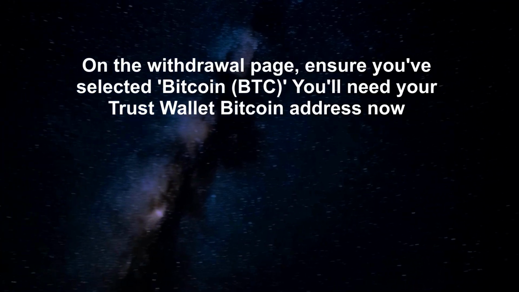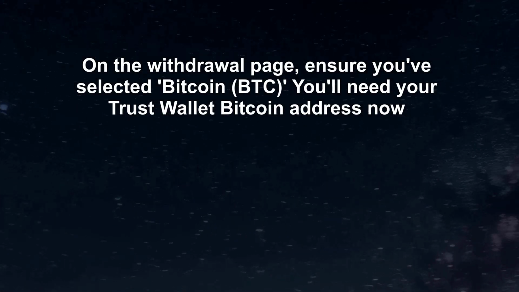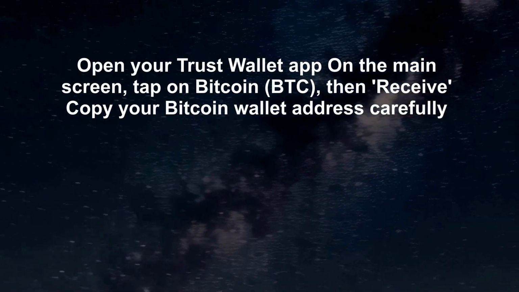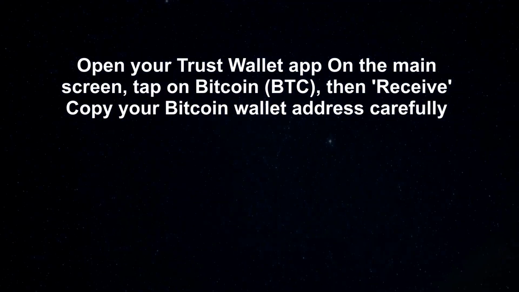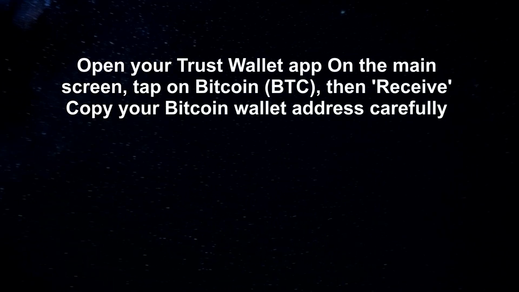On the withdrawal page, ensure you've selected Bitcoin BTC. You'll need your Trust wallet Bitcoin address now. Open your Trust wallet app on the main screen. Tap on Bitcoin BTC, then copy your Bitcoin wallet address carefully.